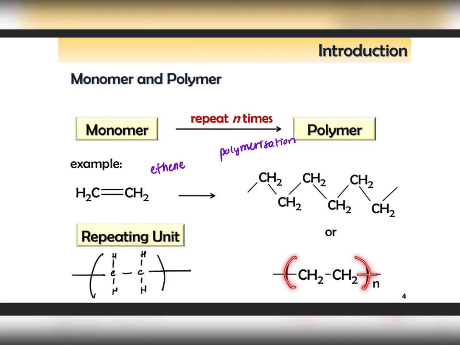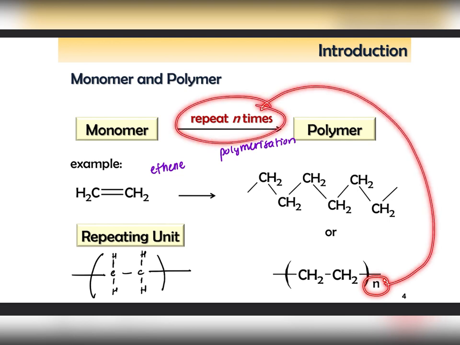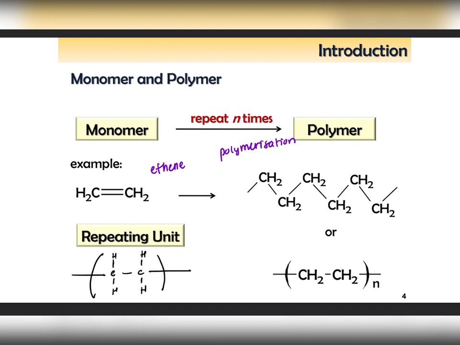Okay, garis panjang, buat bracket. And kalau untuk polymer, jangan lupa tulis N. N kecil di bahagian kanan bawah sini. So this is to indicate it repeat N times. Berapa kali N times. Okay, so the repeating unit tu is this one. Okay, without N. Okay, apa yang berulang-ulang tu adalah the repeating units, which is this one lah.